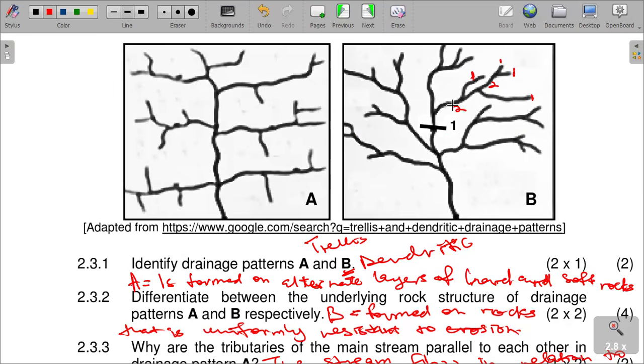So we remain with order 2 here, and it remains order 2. And then we have got order 1 here and order 1. They form order 2 there. And then this is order 1. So this is order 2. Order 2 meeting together form order 3. At position 1 is order 3 there. So streams of the same order, when they meet together, form the next highest order.